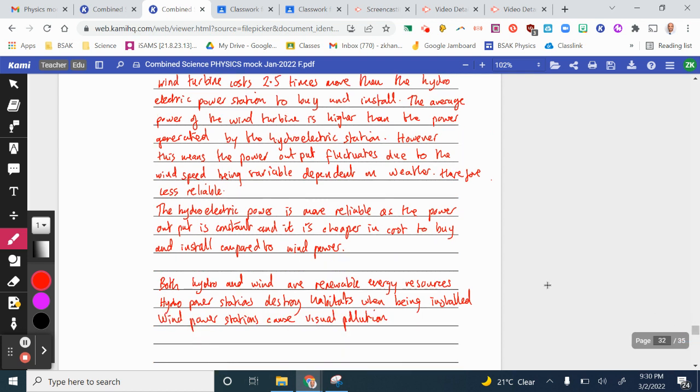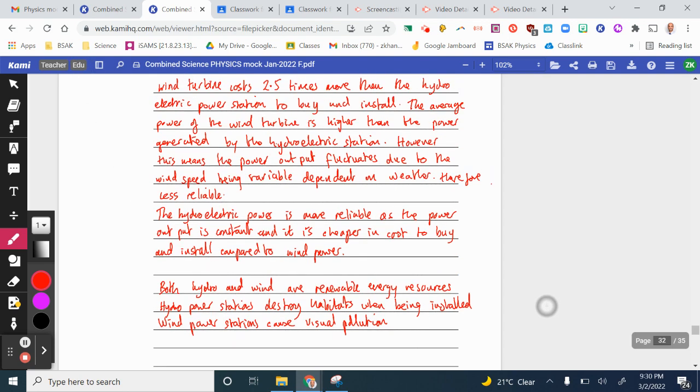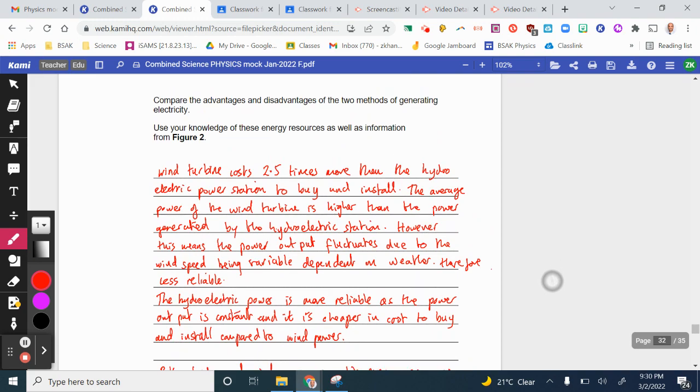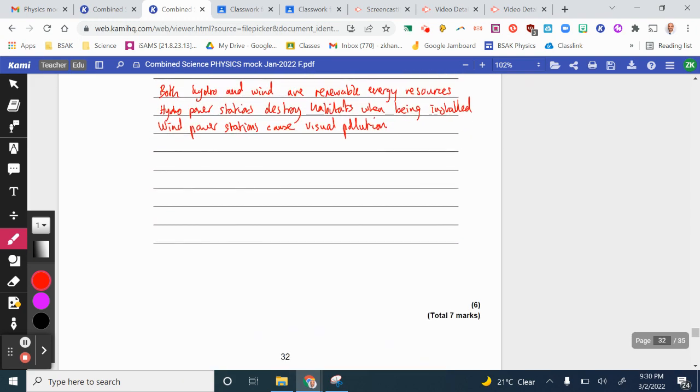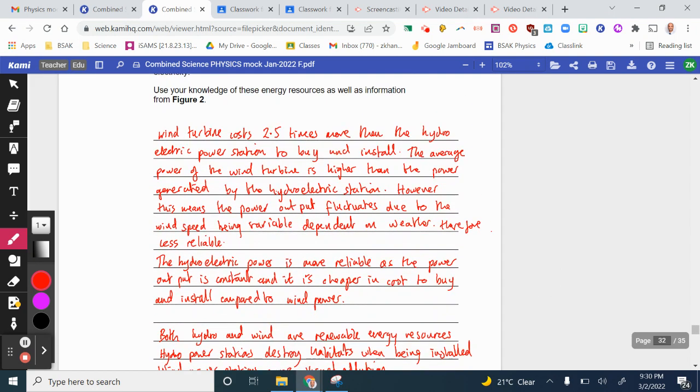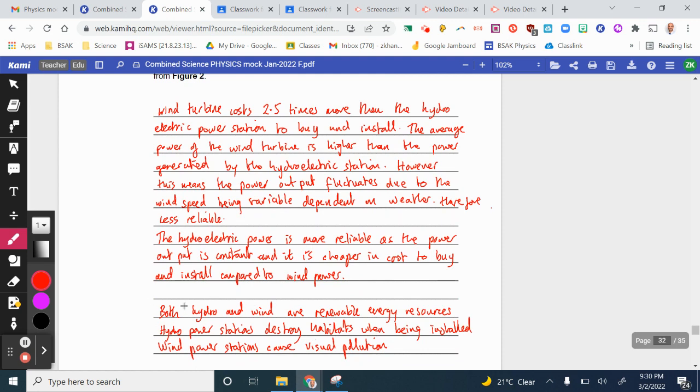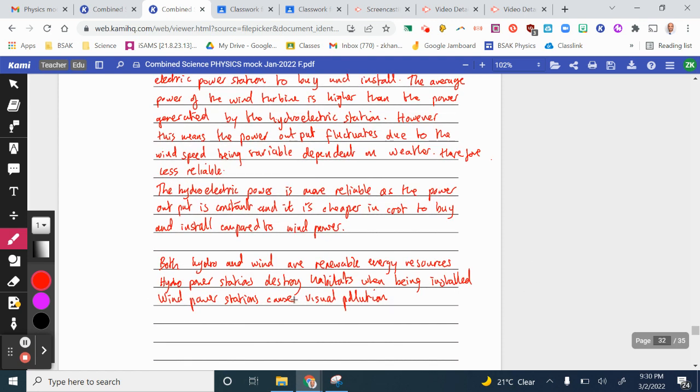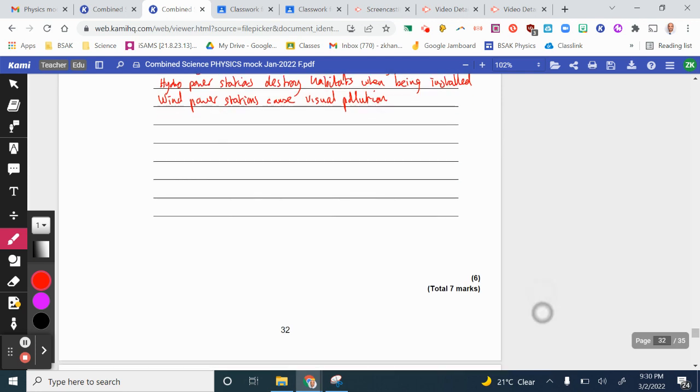Now, if you want to look at additional points, have a look at the mark scheme. There will be some additional points that you could mention that will pick you up marks as well. But here, what we've discussed is advantages and disadvantages of wind, advantages and disadvantages of hydro, and then comparing both of them in terms of they might have similar advantages or disadvantages, and we can discuss those as well.